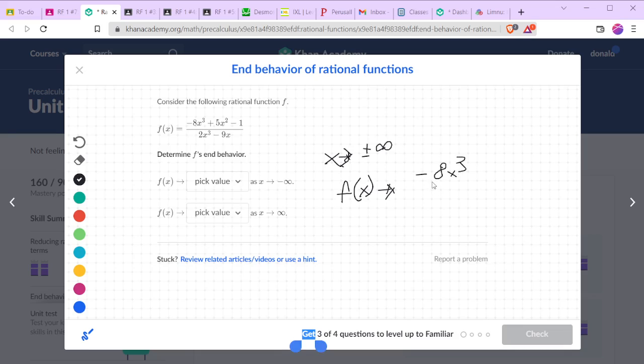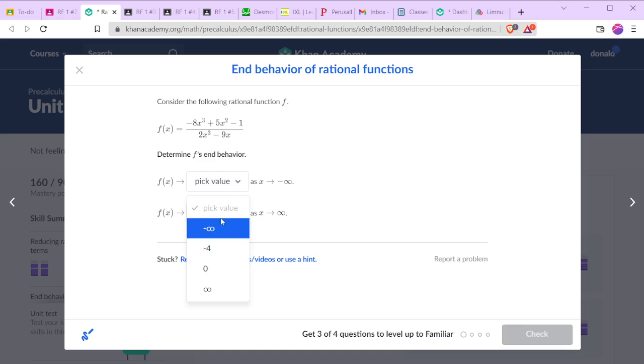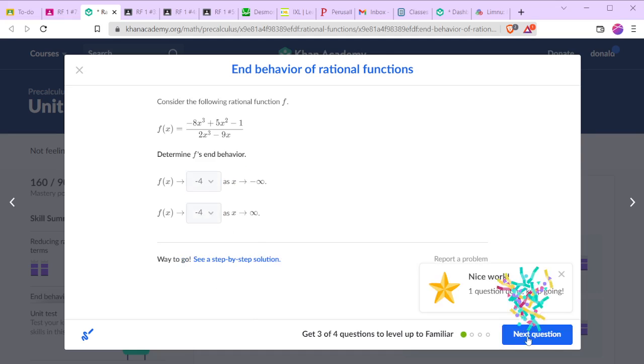cubed over 2x cubed. So this is what it will approximately equal. If we cancel the x cubes and the common 2, then that's a negative 4. And it doesn't matter if x is positive or negative. So this is going to go to negative 4 on both ends.